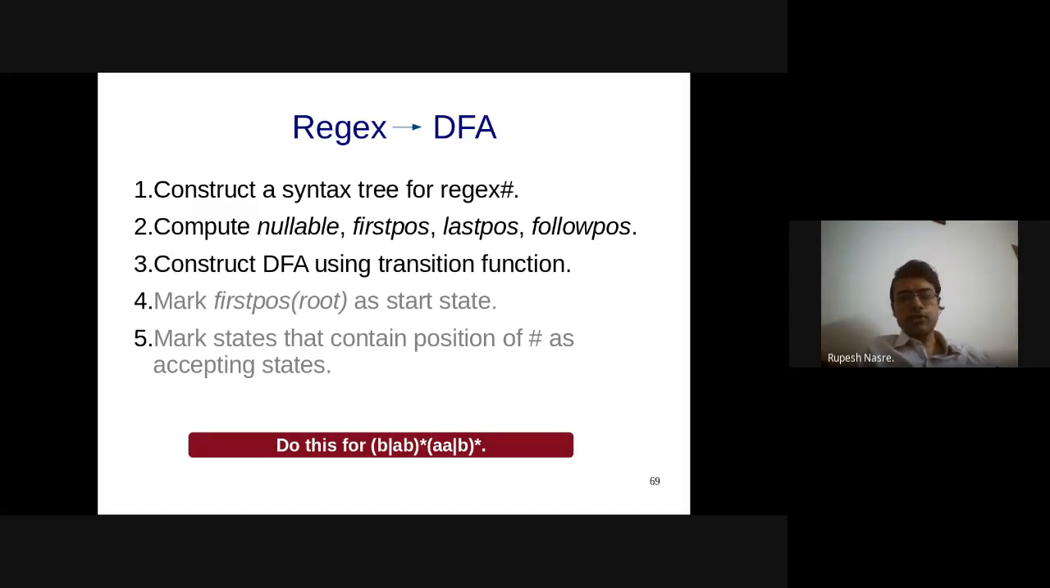Now can you do this for the given example? What we have is (B or AB) whole star, and then (AA or B) whole star, and there is a concatenation of these two closure nodes. I'll give you some more time.